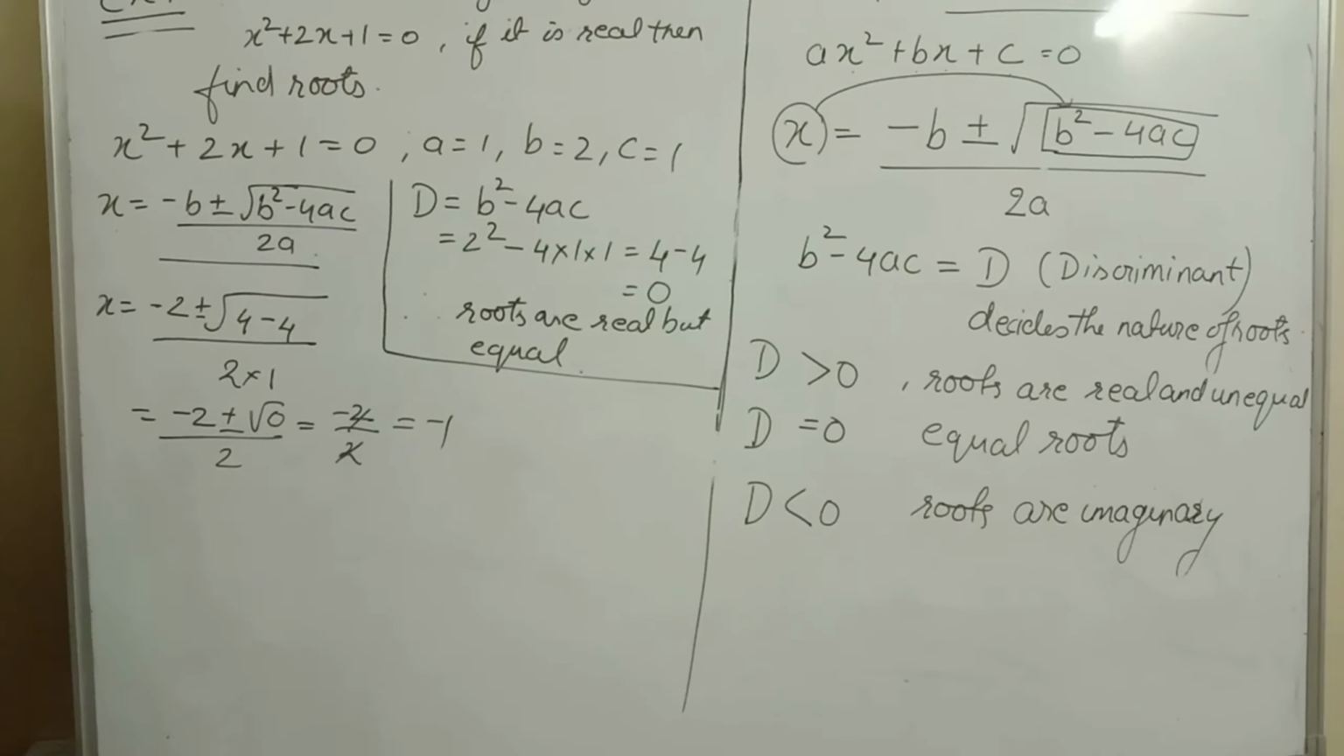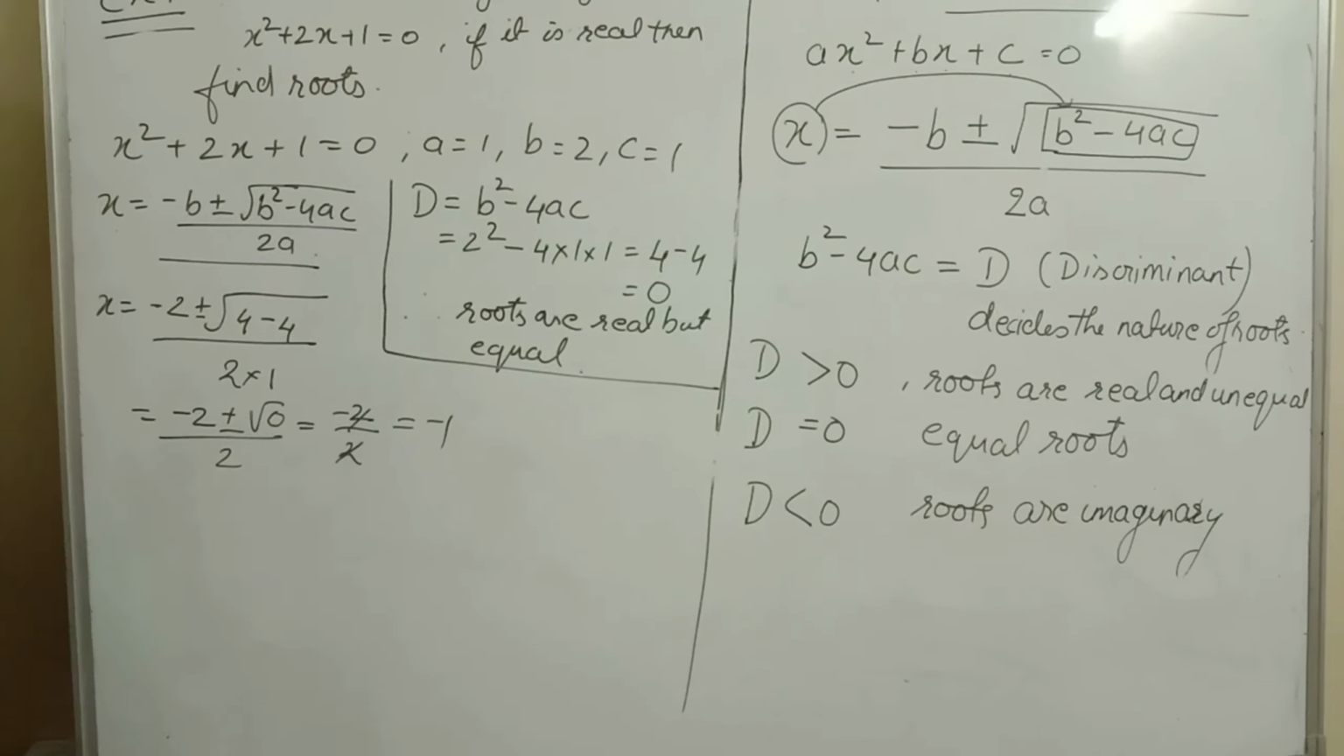Why? Because this part has become equal to 0. So now we have x is equal to minus 1 comma minus 1. We will consider it twice because both the roots will be equal to minus 1, because the roots are real and equal.